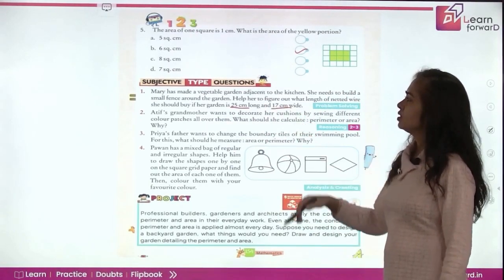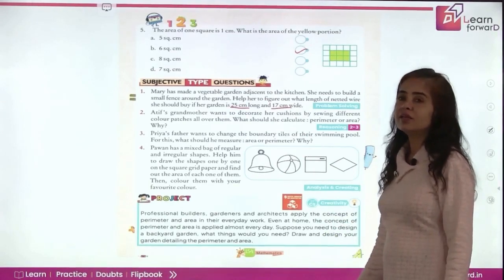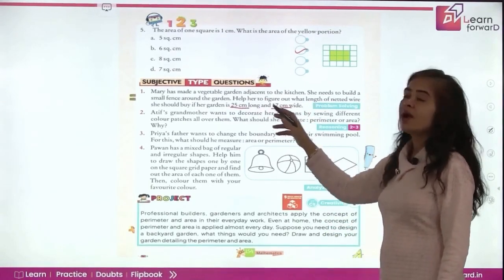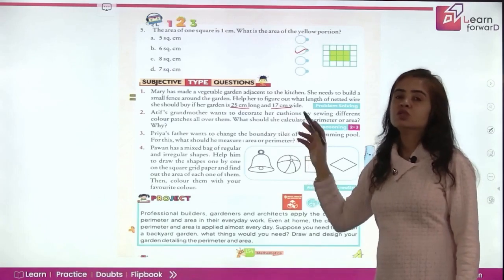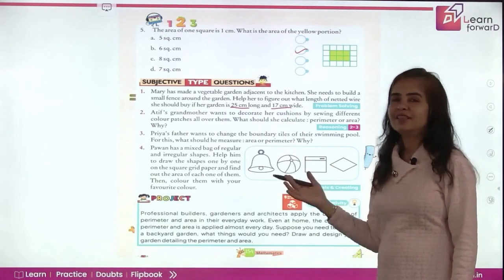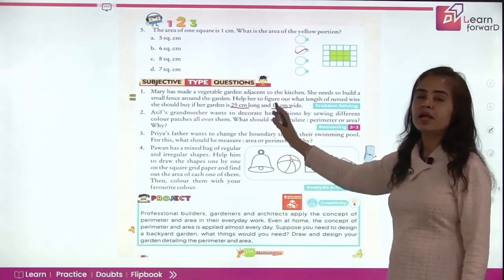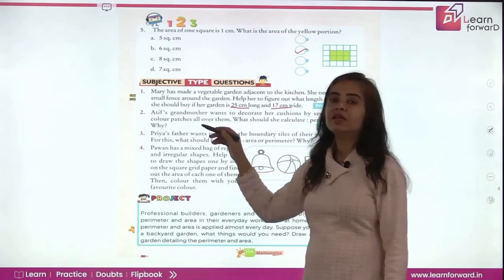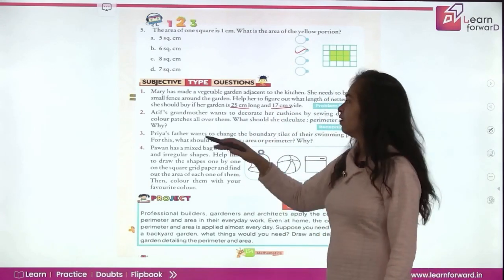Now, because your garden is adjacent to the kitchen, you have these rectangular dimensions. So, how will you find out the perimeter? Yes, add these two times, these two times, and find out the perimeter. That will be the length of the netted wire she needs.